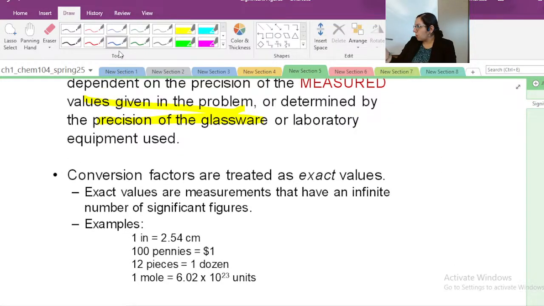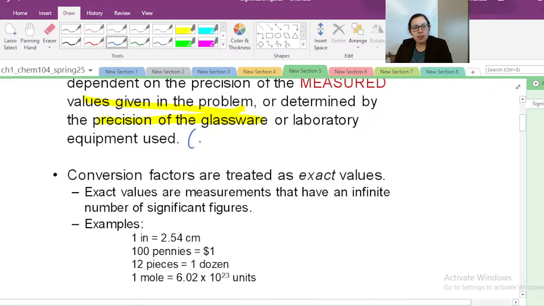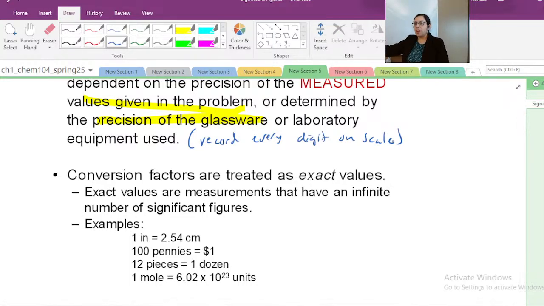And so same thing, that's why with the scale, you want to record every digit on the scale, even if it ends in a 0, right? Because again, that's saying how accurate. So we can measure to the thousandth place accurately, and we know that that's a 0.